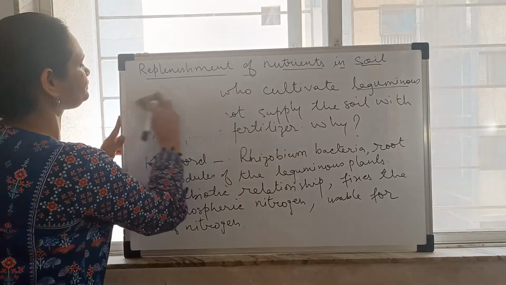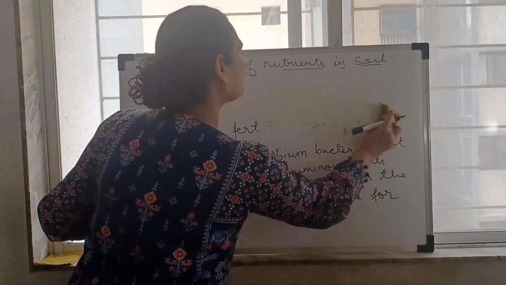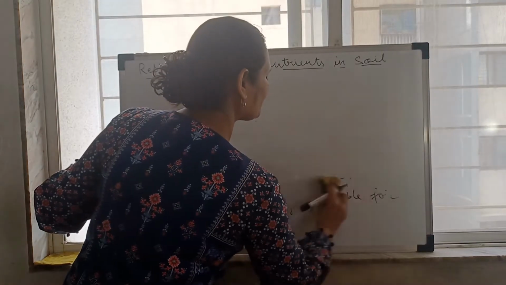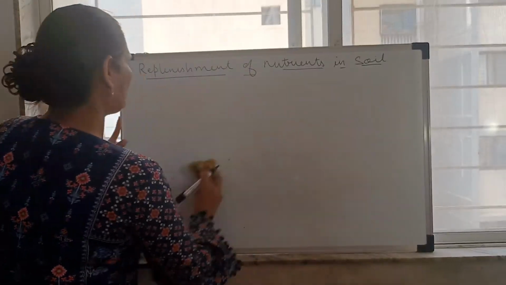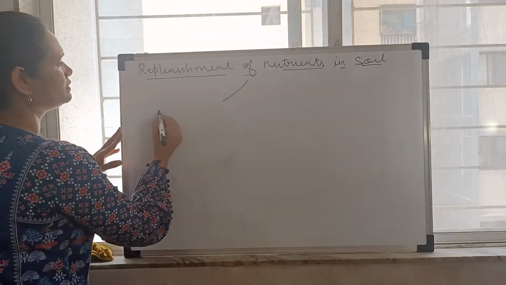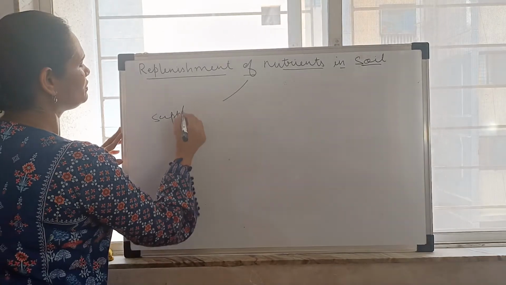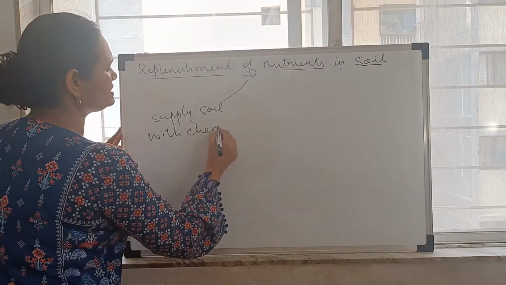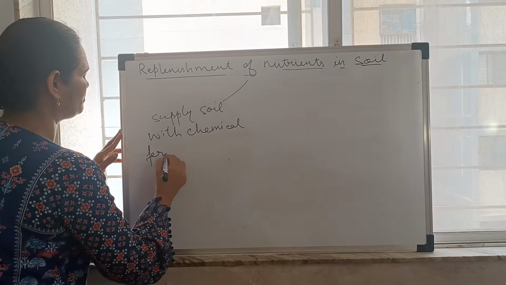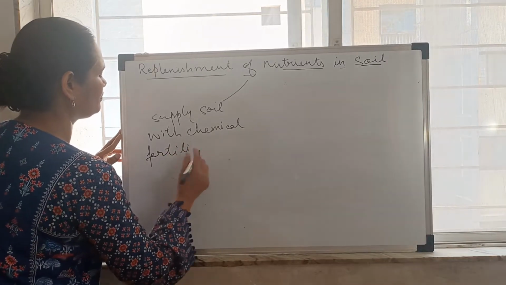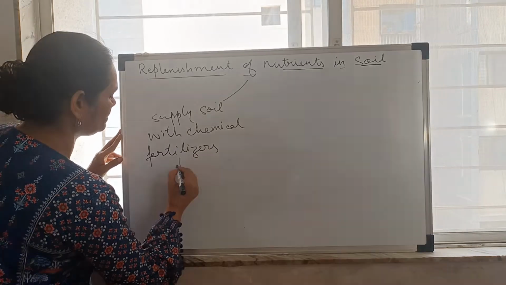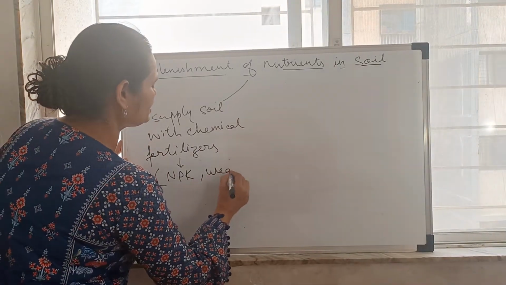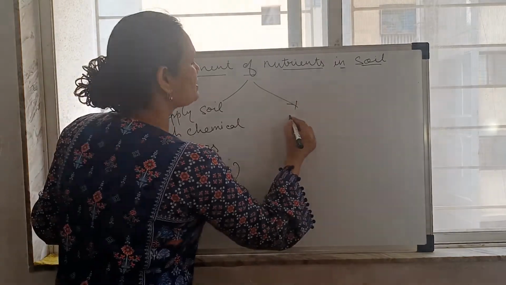Now, what are the ways to replenish the soil? One is to supply the soil with chemical fertilizers, for example NPK or some other fertilizers, urea, etc. And the second method is crop rotation.